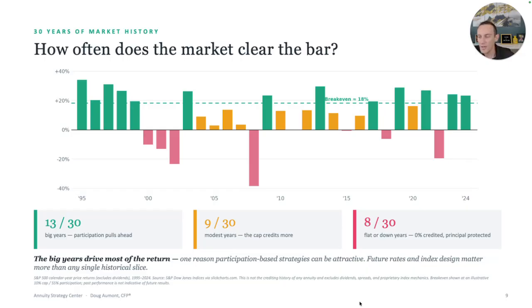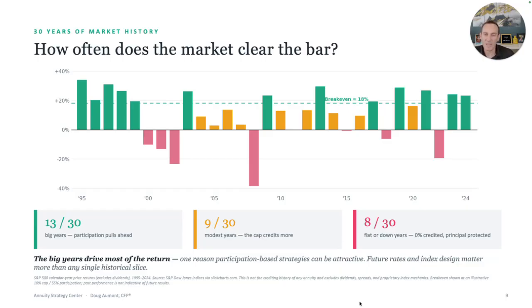And so what you'll see is the stock market oftentimes moves with big swings, both downward and upward. If you look at this, it says 13 of those 30 time periods, the participation rate would have outperformed. In 9 of those 30, we had more of a modest growth of the stock market, and the cap rate would have outperformed. And so what I often will counsel clients is I don't have a crystal ball, neither do you, and neither does anyone else.